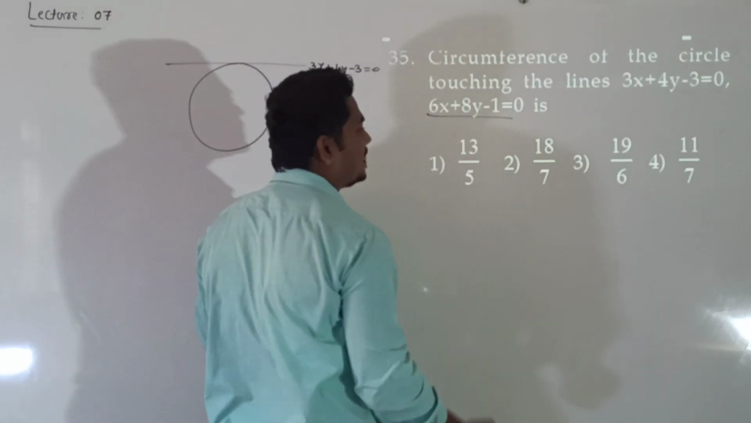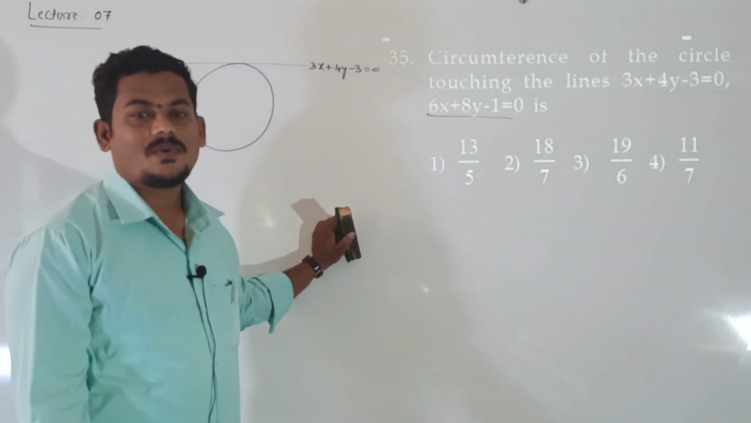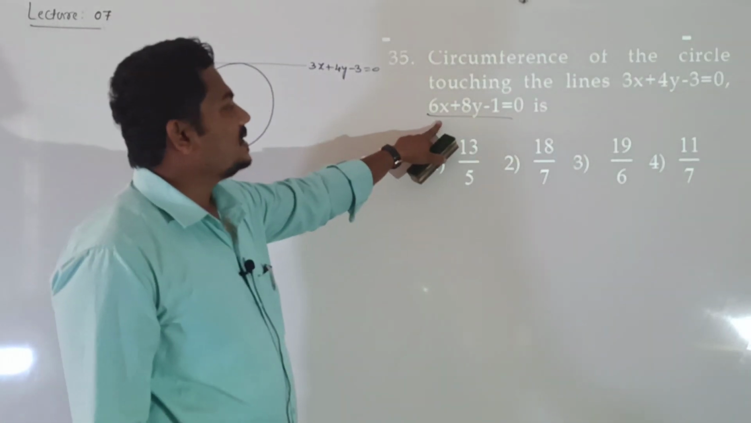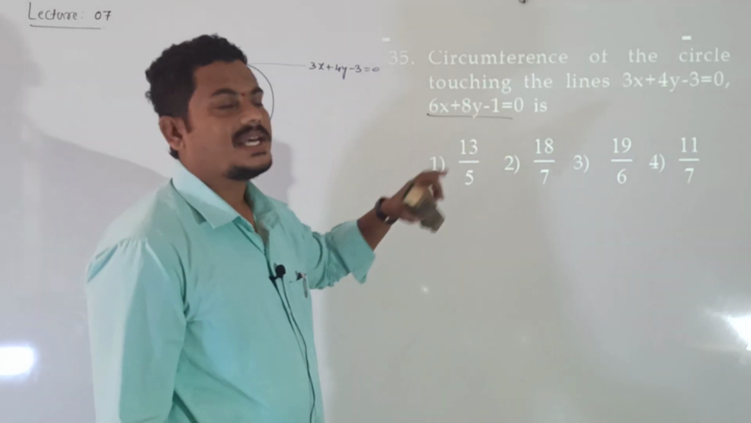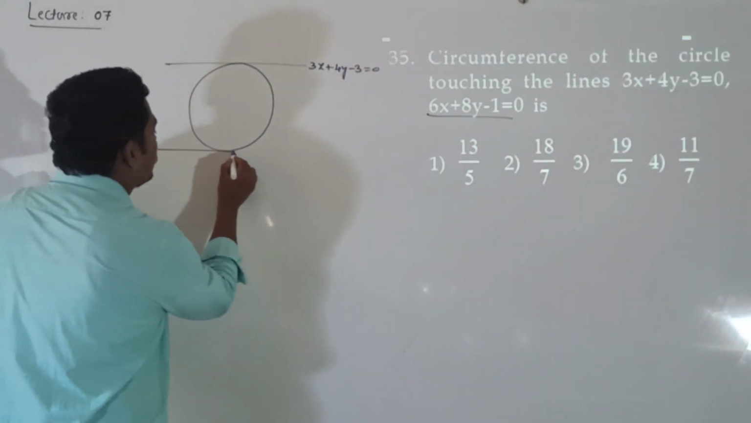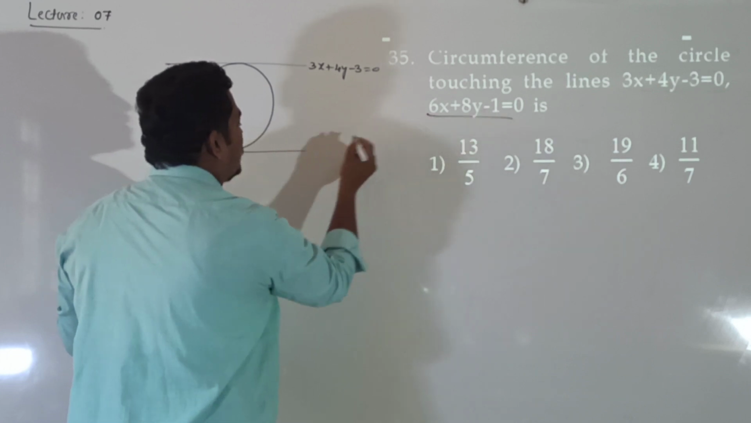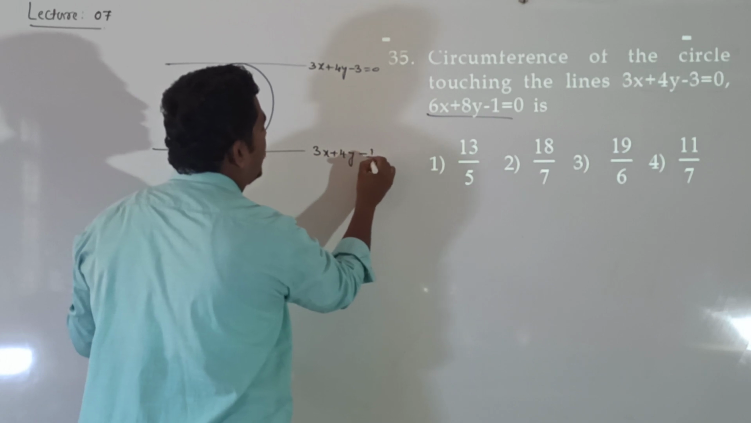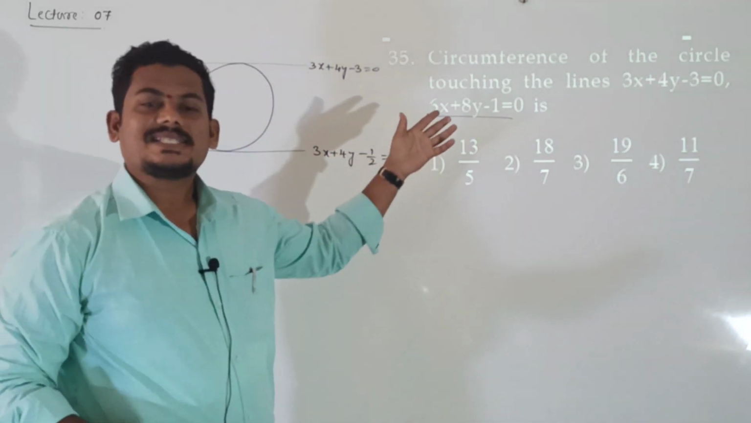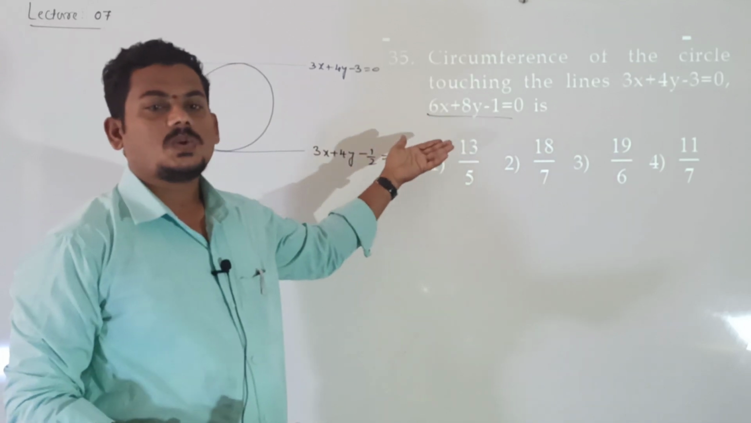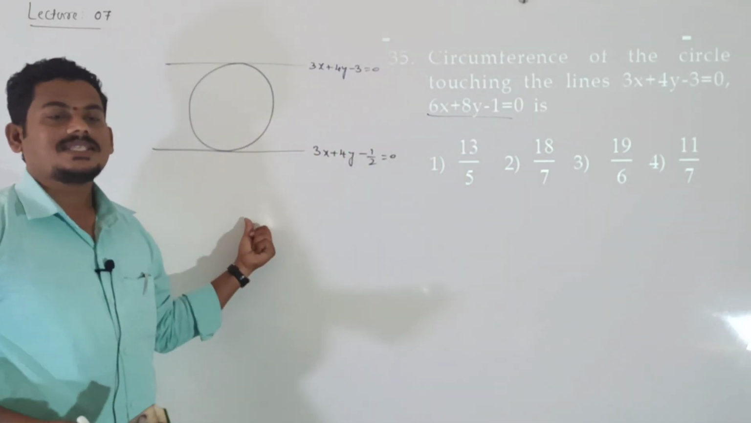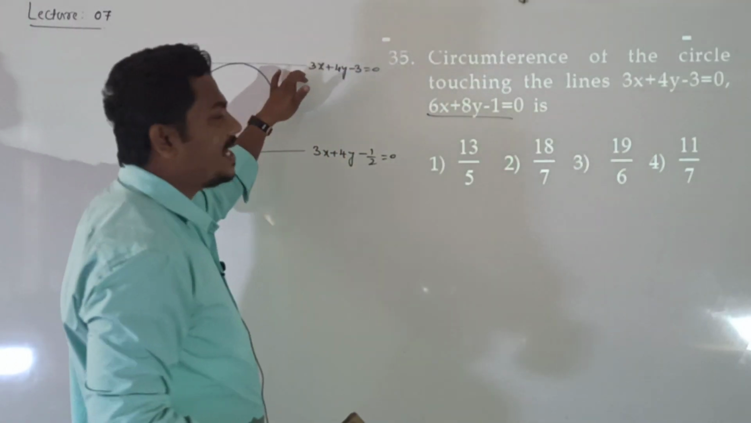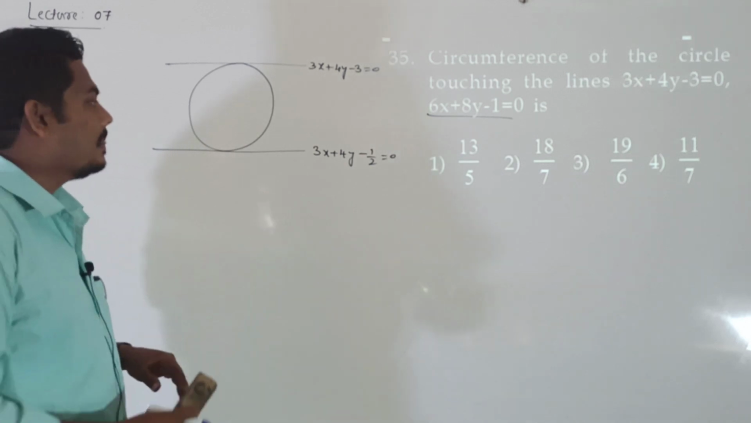Just rewrite this equation, make the coefficients of x and y equal just by dividing with 2. Then it will be 3x plus 4y minus 1 by 2. Another line, after simplification, will be 3x plus 4y minus 1 by 2 equal to 0. These two lines are parallel and touch the circle. Clearly these two lines lie on opposite sides of the circle.